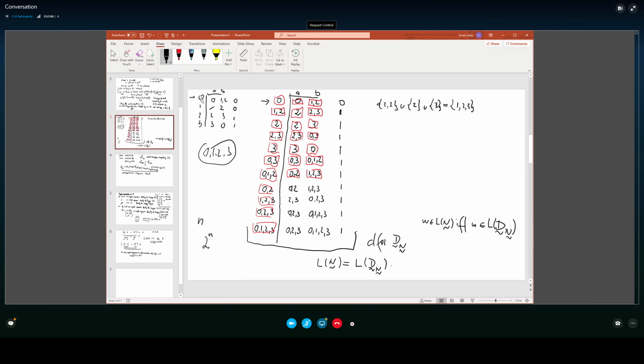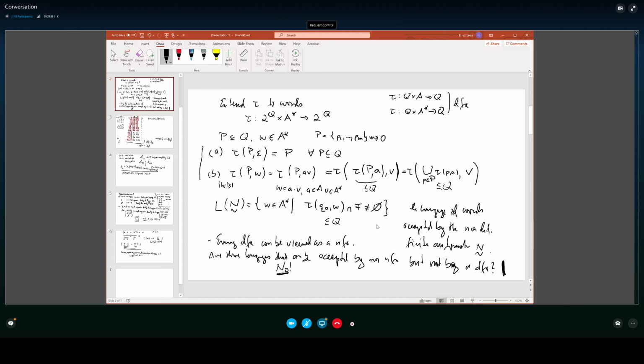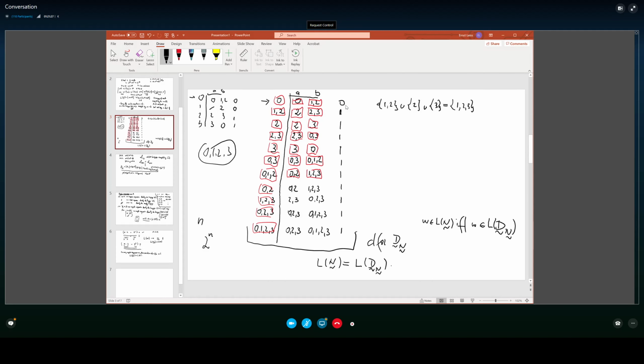So you take the set consisting of 0, intersection with the set consisting of 2 and 3. And what is that? It's empty, right? Because 0 is not a final state, and therefore this is empty. And that means it is 0. Oh, okay, okay. Any other questions?